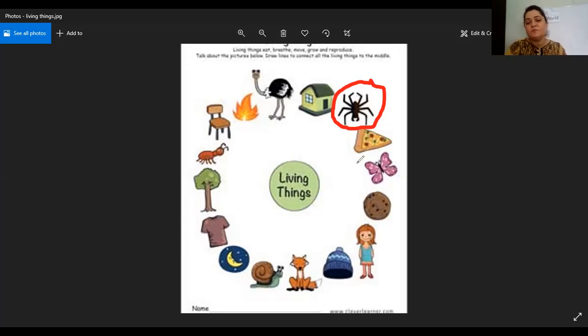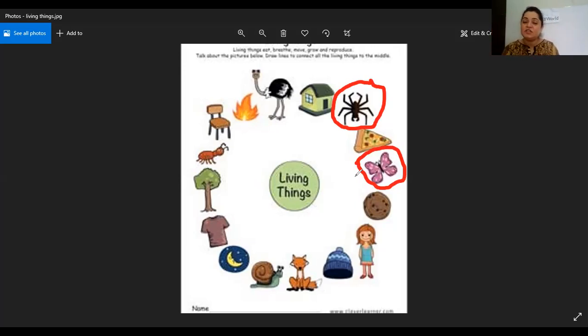Okay, now, how about this butterfly? Yes, a butterfly flies. In the video, they told us that living things even fly, and they breathe and need air. So, what do you think a butterfly is? Yes, that's a living thing.